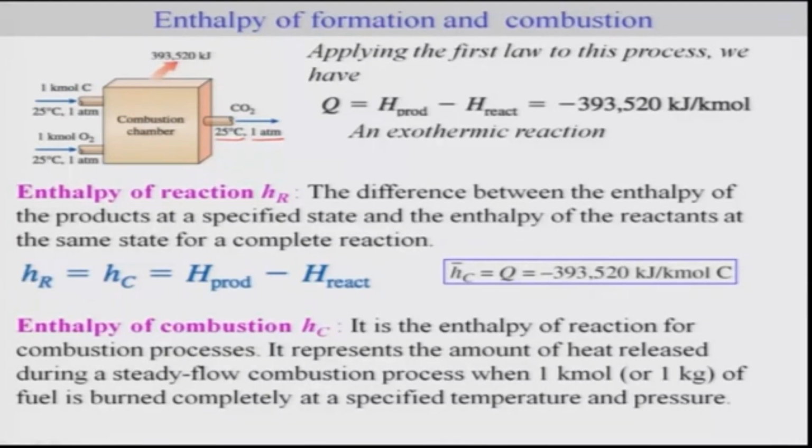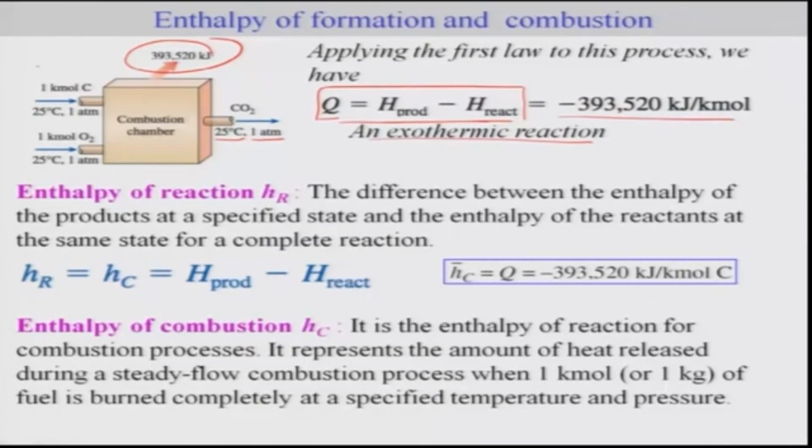393,520 kJ. Okay, so if you apply the first law to this process, considering that there is no work involved, then this will simply be Q equal to the change in the enthalpies, that means the difference in the enthalpies between the products and the reactants. This is a steady flow system, and that is why we can make use of the first law for a steady flow system. Now, this particular reaction is an exothermic reaction, which essentially means that it releases energy, and thus Q is the negative of this value, because this is being released. Okay. We will be introducing the enthalpy related to the formation of this CO2 by something called combustion enthalpy.